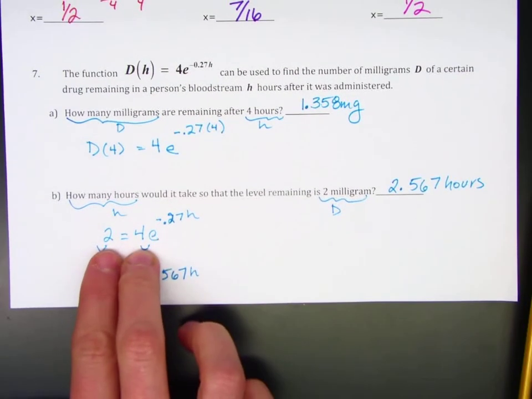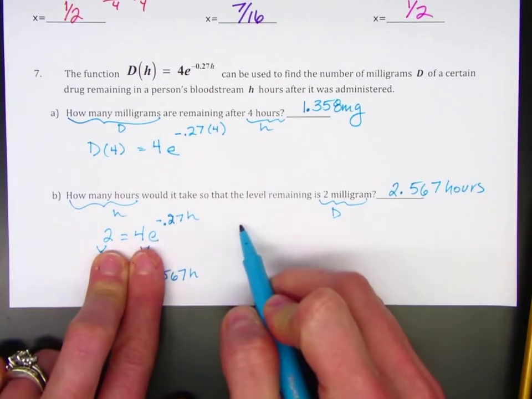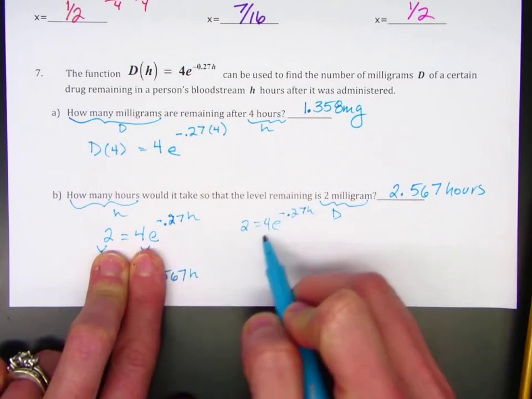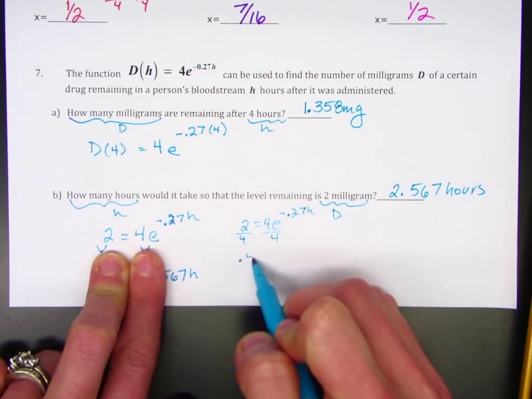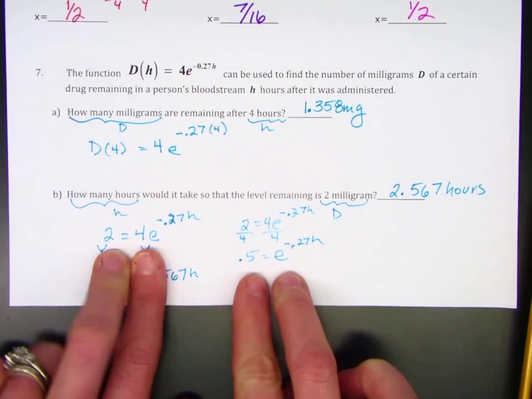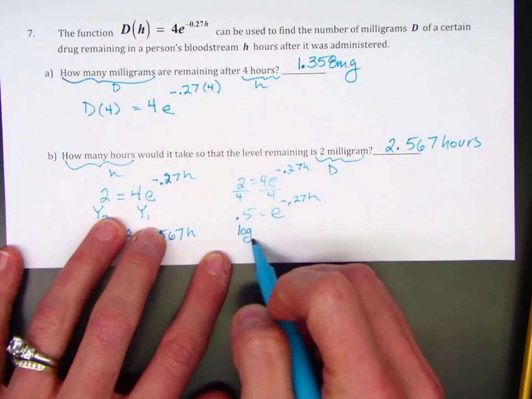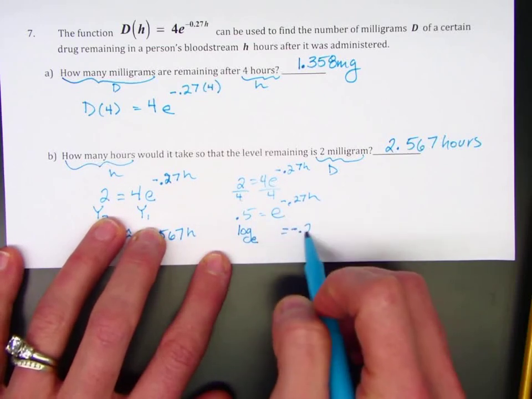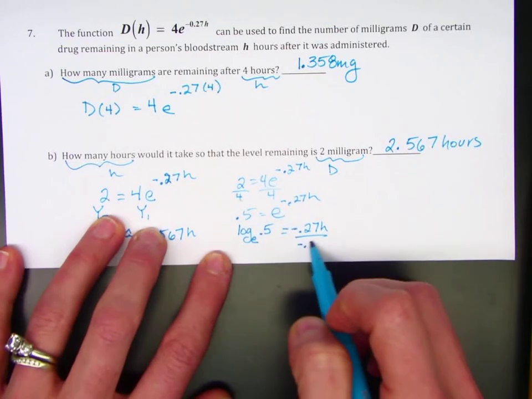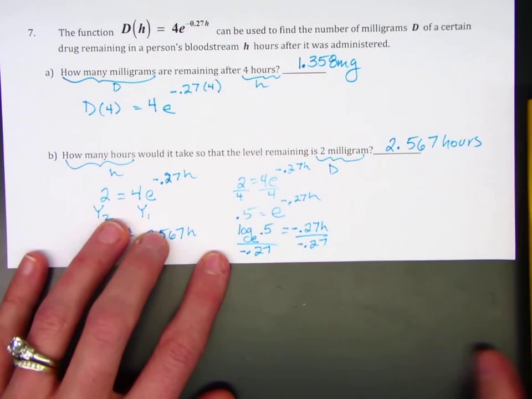But we actually already know how to solve this now since we learned how to solve using logs. So the thing we'd have to do first, if I have this equation, is we're trying to get this e by itself. We need to divide both sides by 4. So I get 0.5 equals e to the negative 0.27 h. Now that I have this in exponential form, I can change it to log form. So I have log, the base here is e, the exponent is negative 0.27 h, and the other number I have left is 0.5. Divide both sides by negative 0.27, and then type that in.